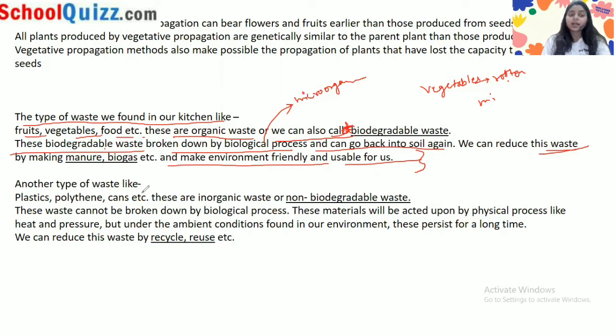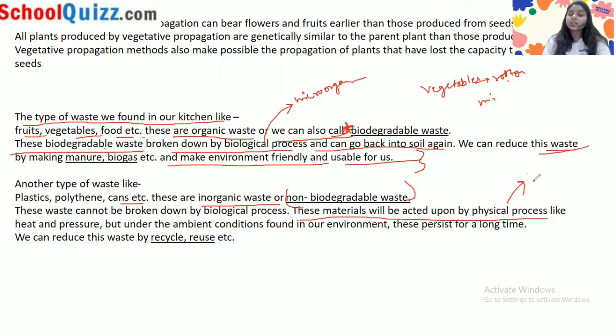Another type of waste is like plastics, polythene bags, cans, etc. These are inorganic waste, or we can also call them non-biodegradable waste. This waste cannot be broken down by the biological process, of course, because these are plastics or metal cans, polythenes, so they cannot be broken down by the microorganisms. Right? So these materials will be acted upon by physical processes.